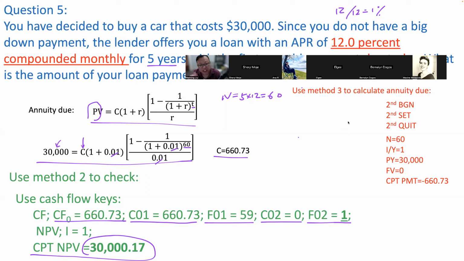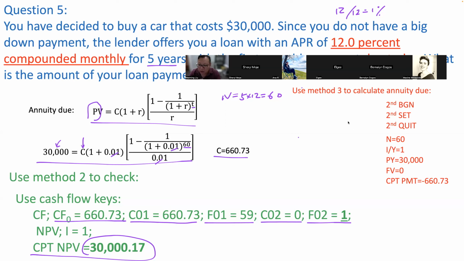So when you see BGN, that means now the calculator knows the beginning. What the beginning means is the annuity due, right? After this 3-step setup, the calculator knows that it's BGN, the beginning. You are going to do an annuity due.